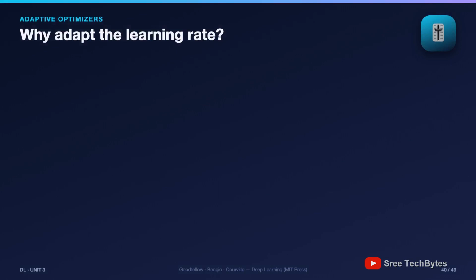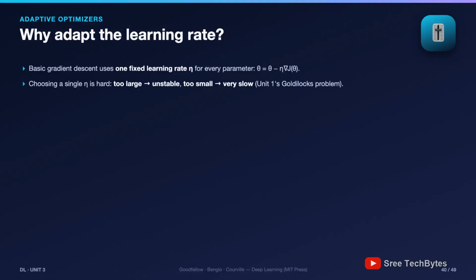On to the optimizers, starting with the question that motivates them all: why should the learning rate adapt? Basic gradient descent uses one fixed rate, eta, for every parameter forever. Two problems with that. Problem 1: the Goldilocks dilemma from Unit 1: too large, unstable; too small, glacial. Choosing one good number is already hard.